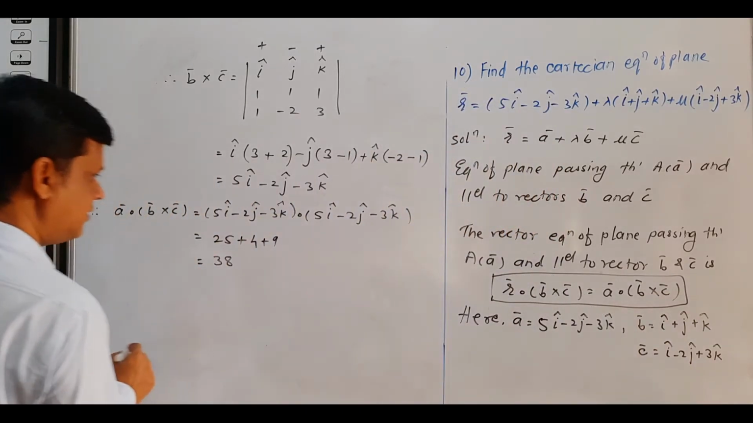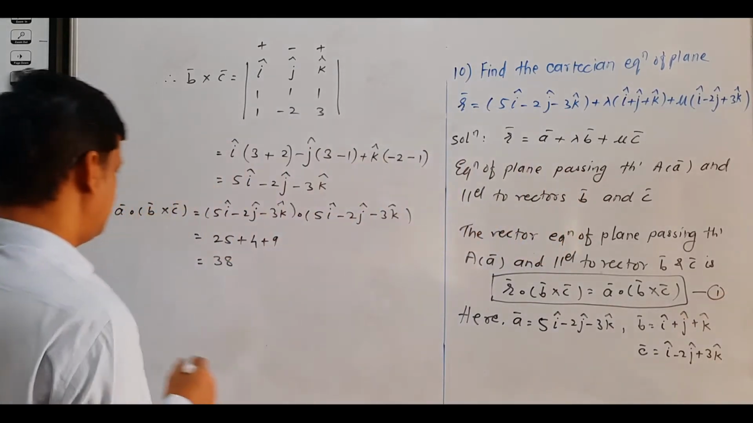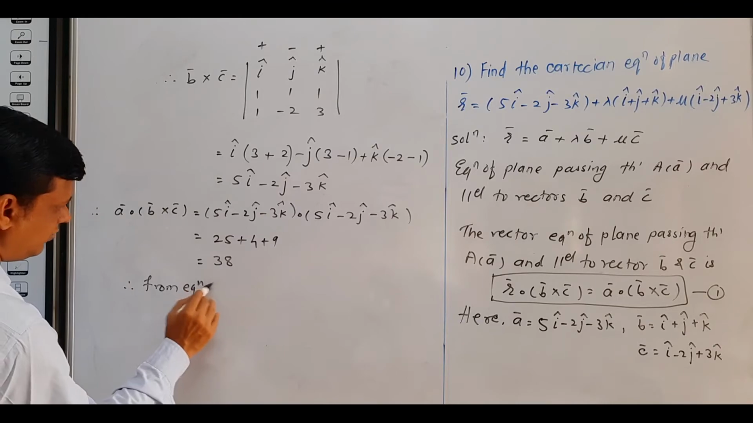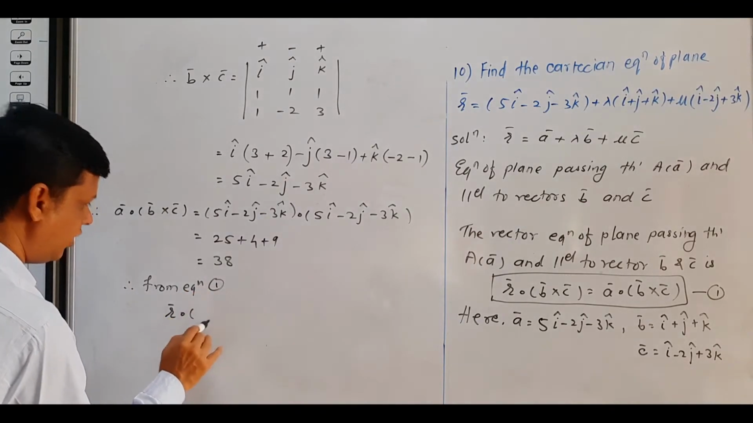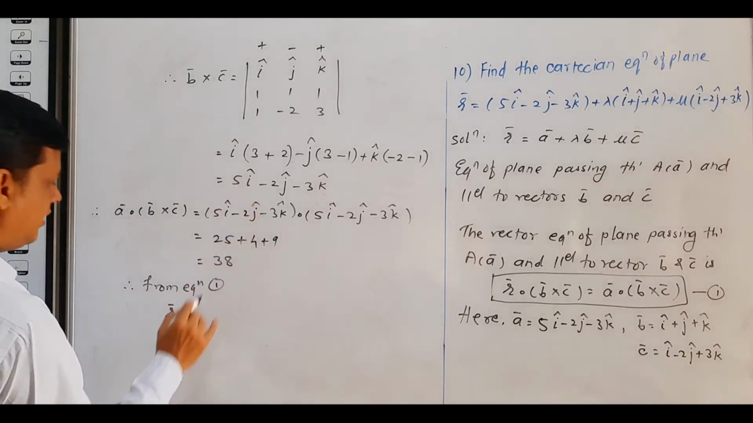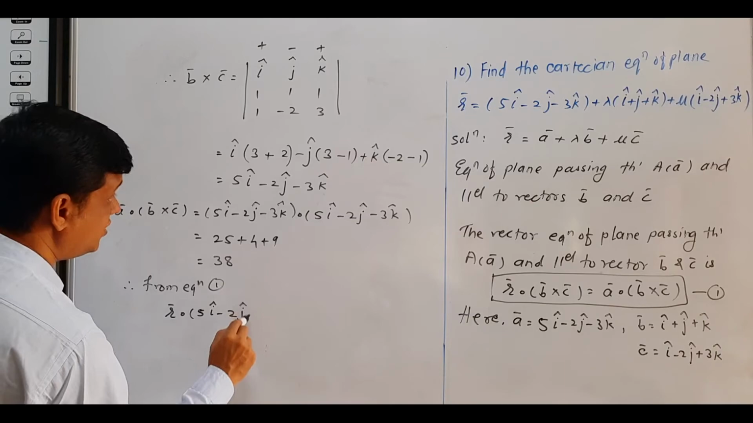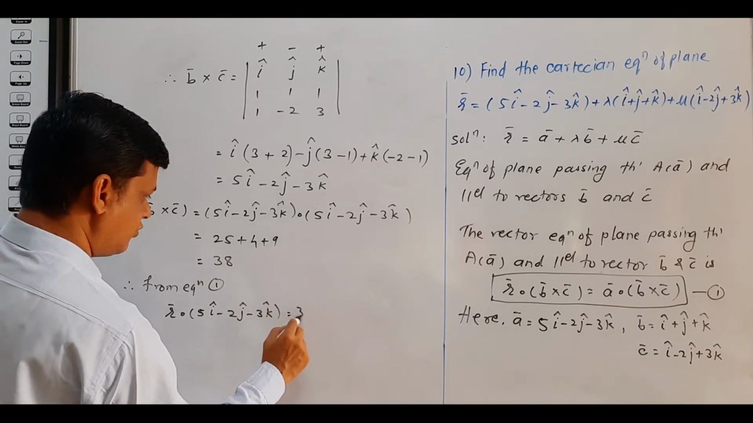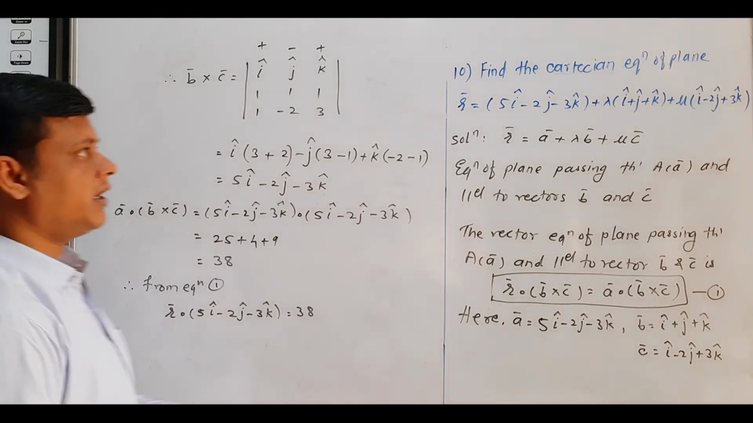So we write, or you can denote this as equation number 1. Therefore from equation 1, R bar dot B bar cross C bar, we calculate B bar cross C bar as 5i minus 2j minus 3k, is equal to 38. Now this is vector form, we require the Cartesian form.